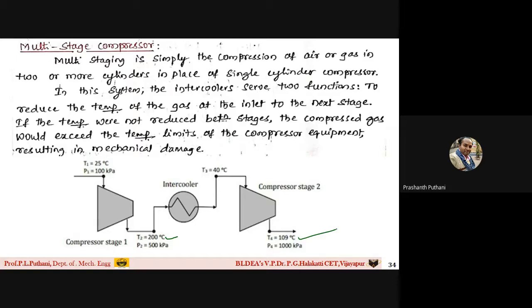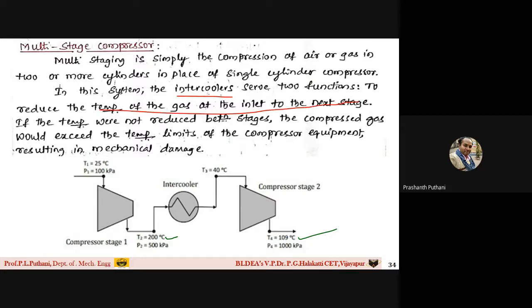Generally in the multi-stage compressor, one important thing is that we should provide intercoolers. If you are providing intercoolers, the temperature of the compressed air reduces, and when it moves to the next stage, the compression can be done very easily, which means the work input required is very less. For this purpose itself, we are providing the intercoolers. So it reduces the temperature of the gas at the inlet to the next stage. This is the point I said.